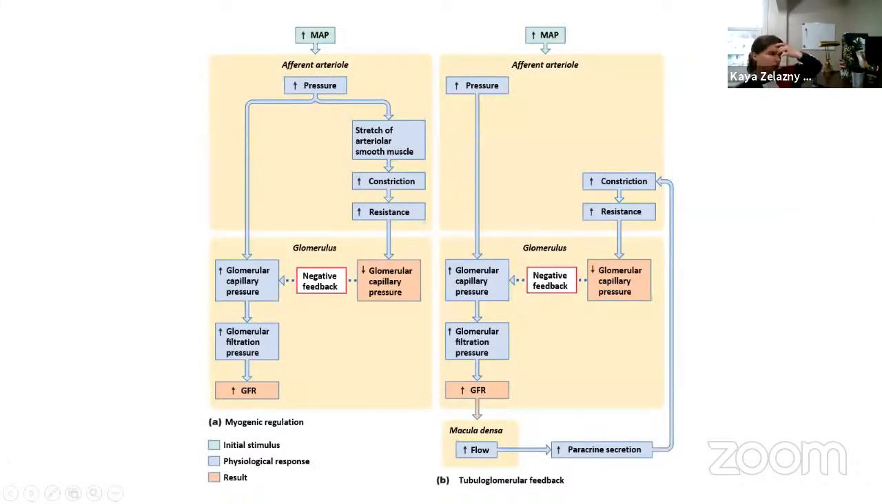Actually, questions about these two forms of feedback, intrinsic regulation, before we move forward?